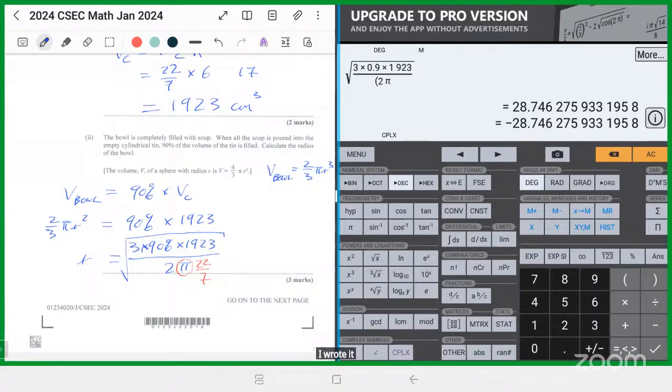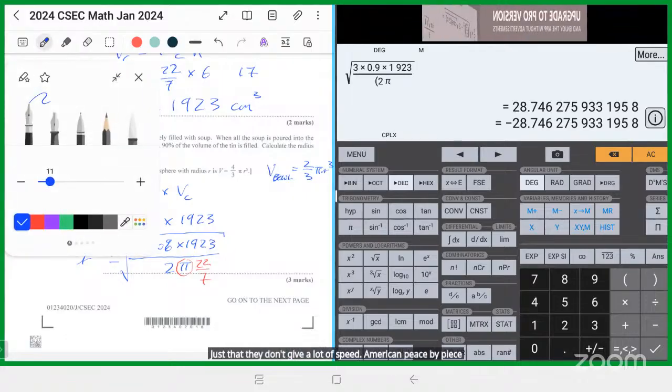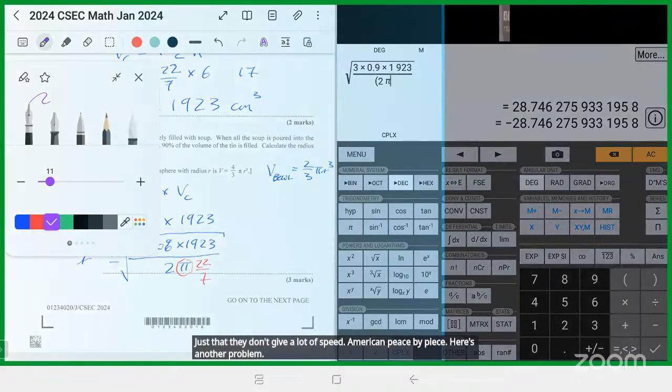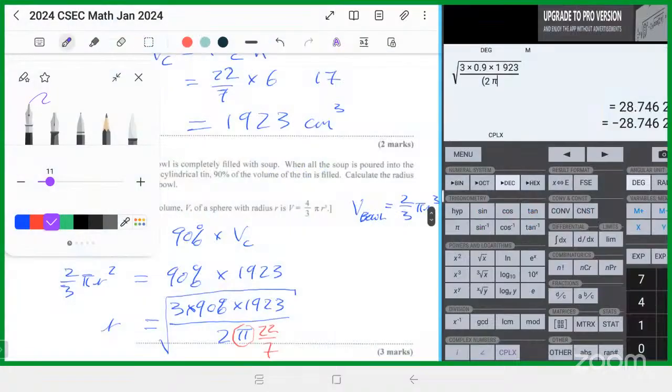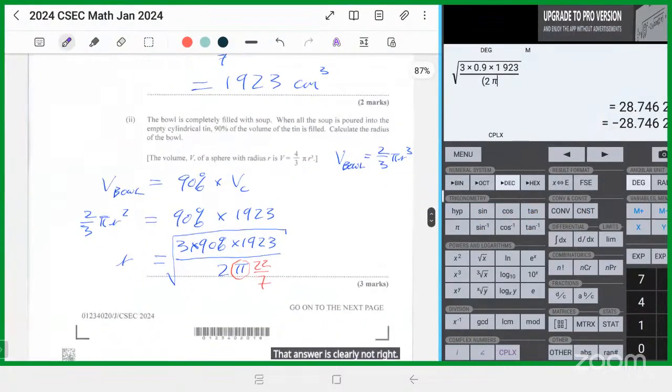And that answer is clearly not right. Let me work it piece by piece, in a different column. That answer is clearly not right, and maybe we made a mistake somewhere.